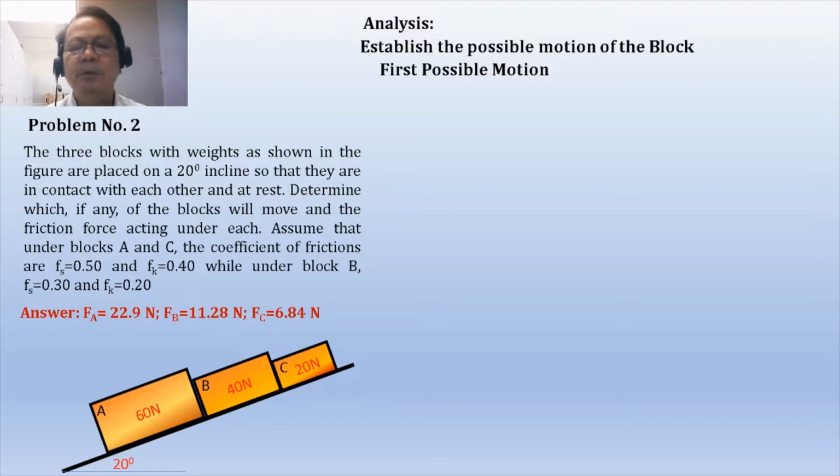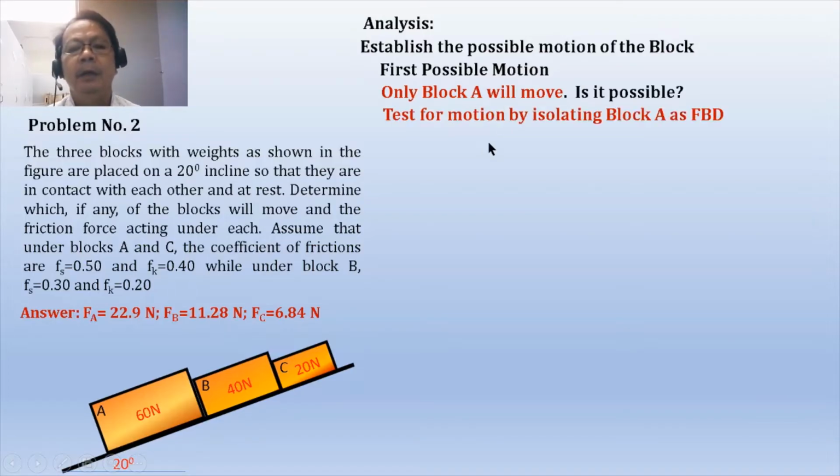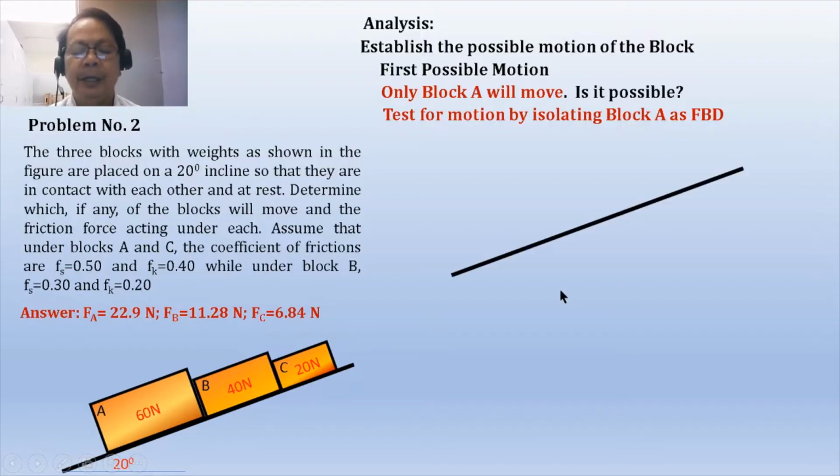Ang unang possible motion na makita natin o pwedeng mangyari sa block ay itong block A that will slide alone. So, only block A will move. But the question is, possible ba ito? We can test for the motion if we analyze block A as a free body diagram. So let us try to consider that we draw the block A as FBD.